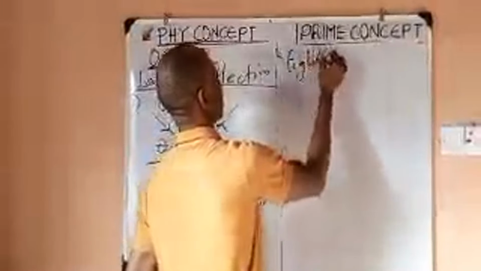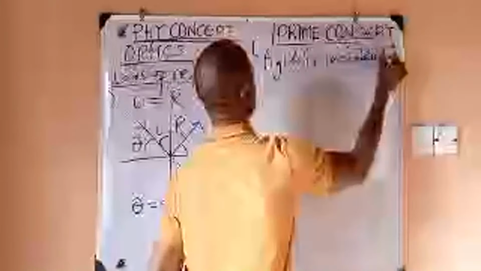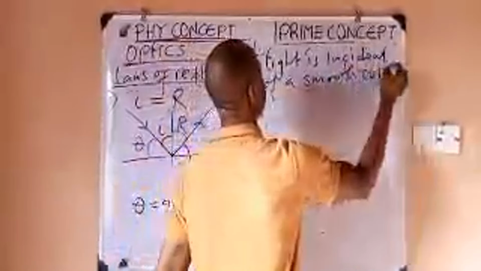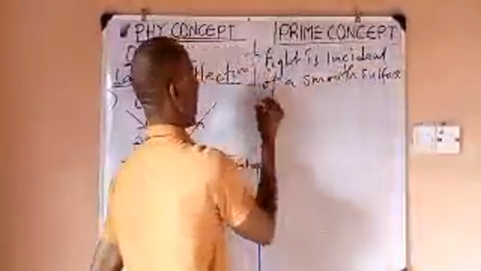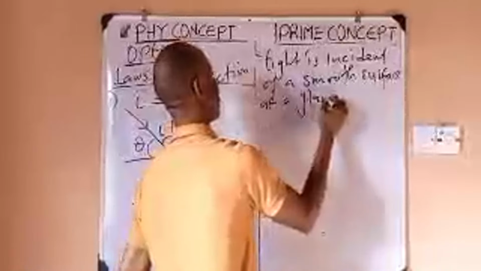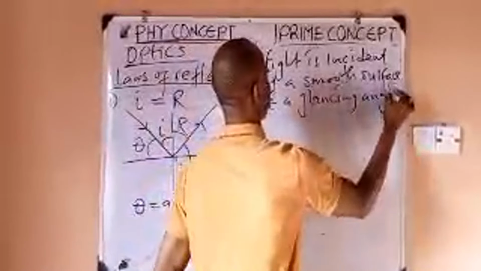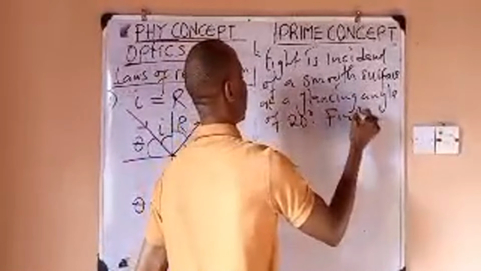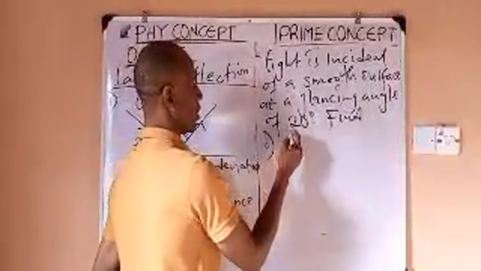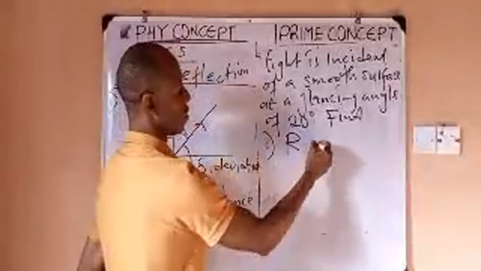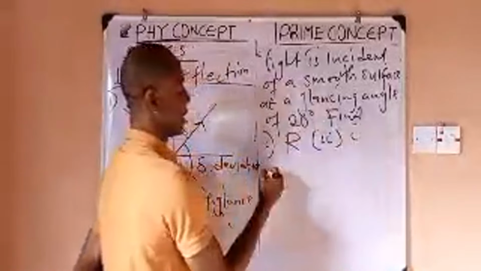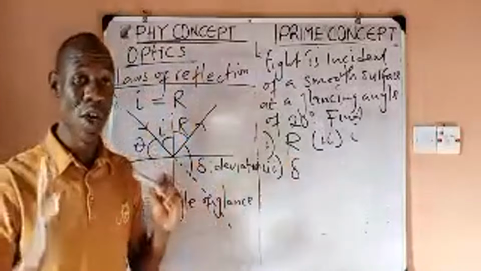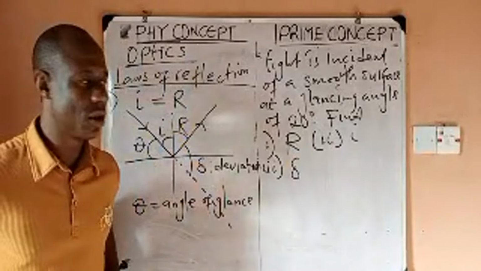Light is incident on a smooth surface at a glancing angle of 20 degrees. Number one, find R, which you know. Number two, find I. Number three, find the angle of deviation. So I'm waiting for you to solve this, and then I'll move on so I can be sure you're following.